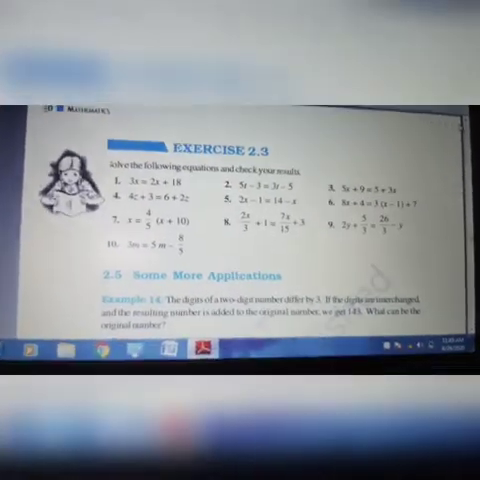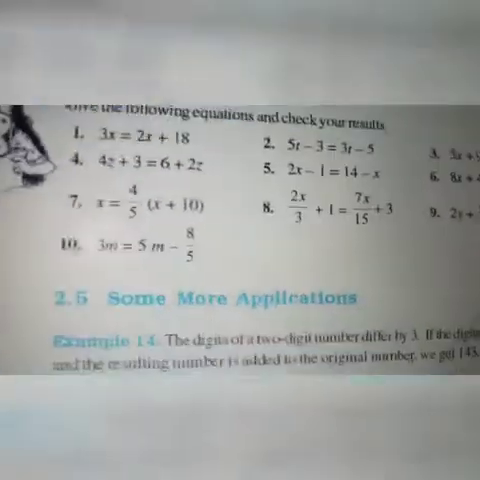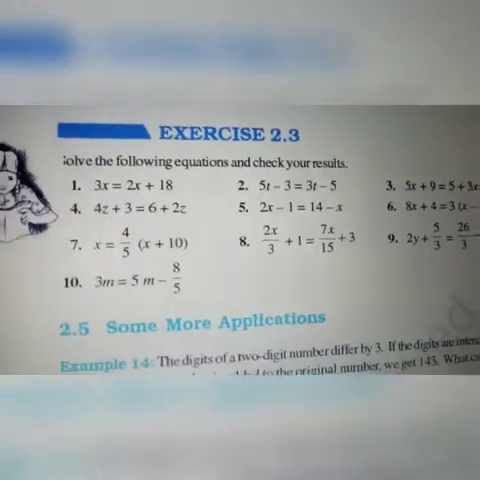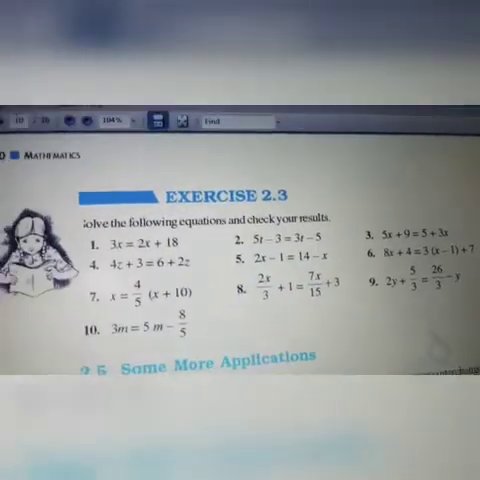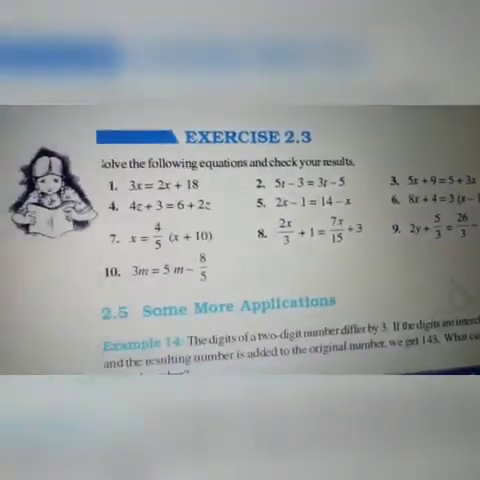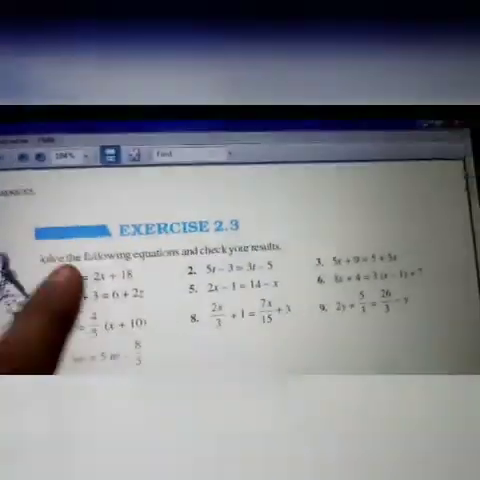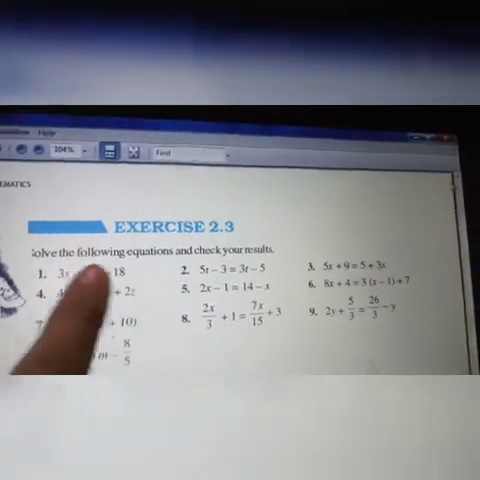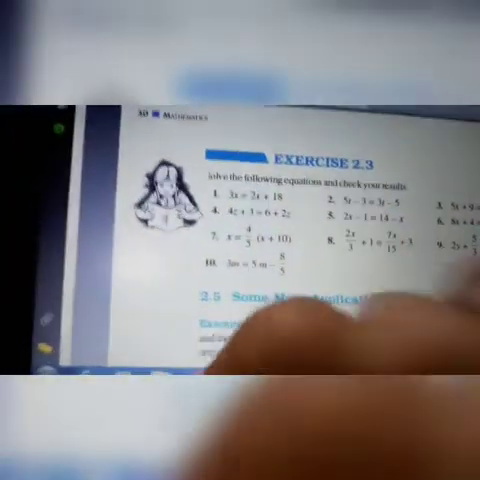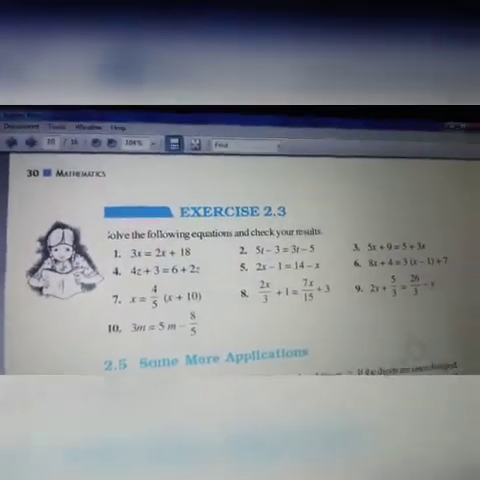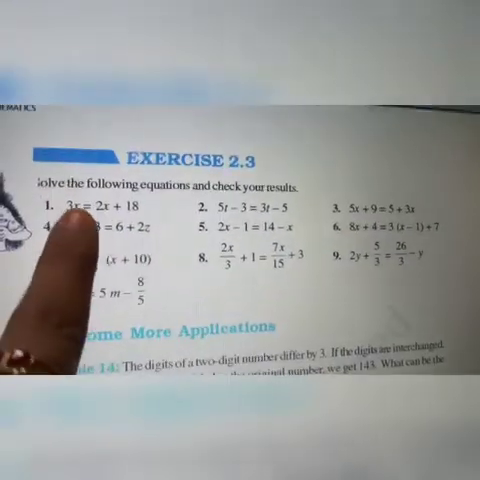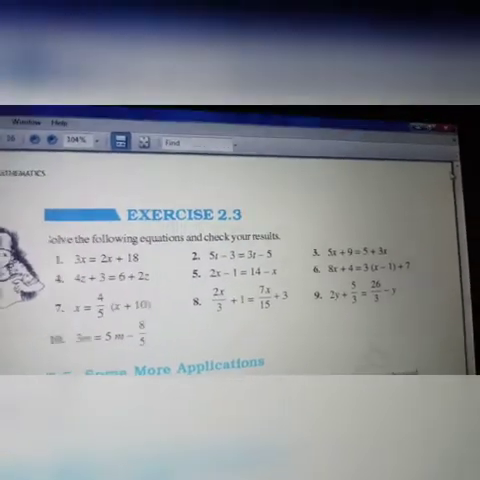Here in exercise 2.3, what are they asking? Solve the following equations and check your results. So we have to solve, which means we have to find the value of x, and then verify whether our solution is correct. How will you verify? You will find the LHS value and the RHS value. If both are equal, our result is correct. So likewise, you will check your result. You have more problems in this, and you can work out the problems and check them.